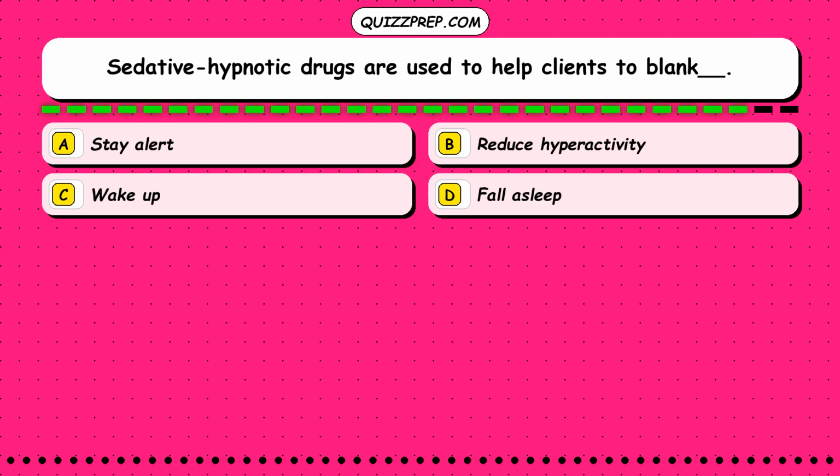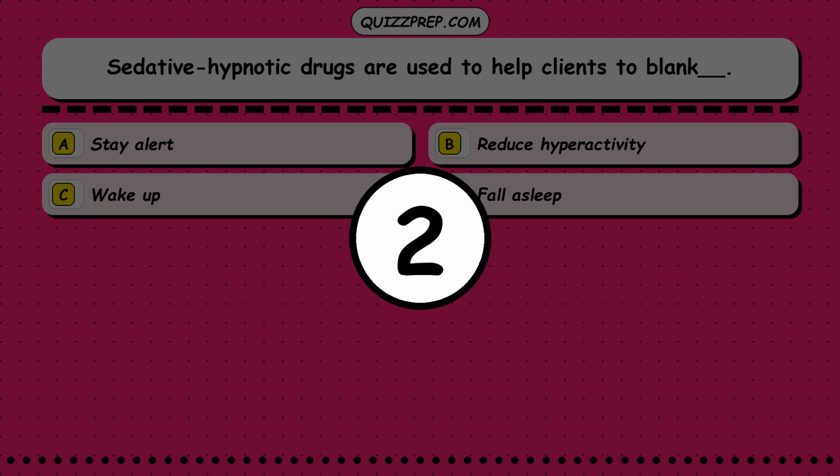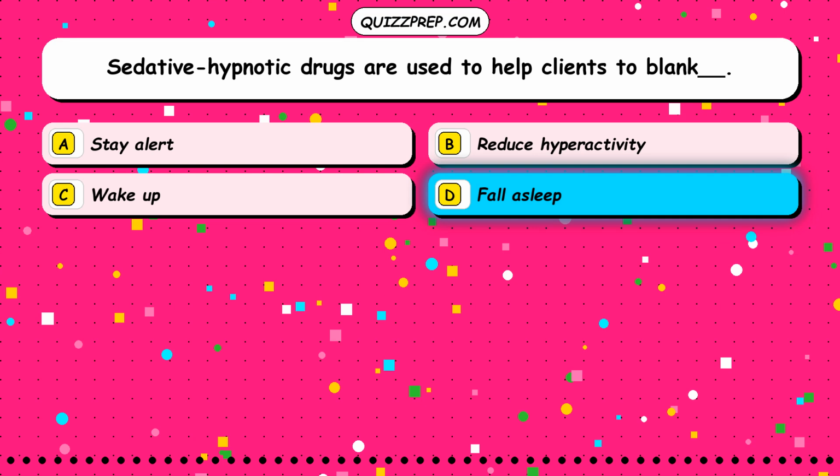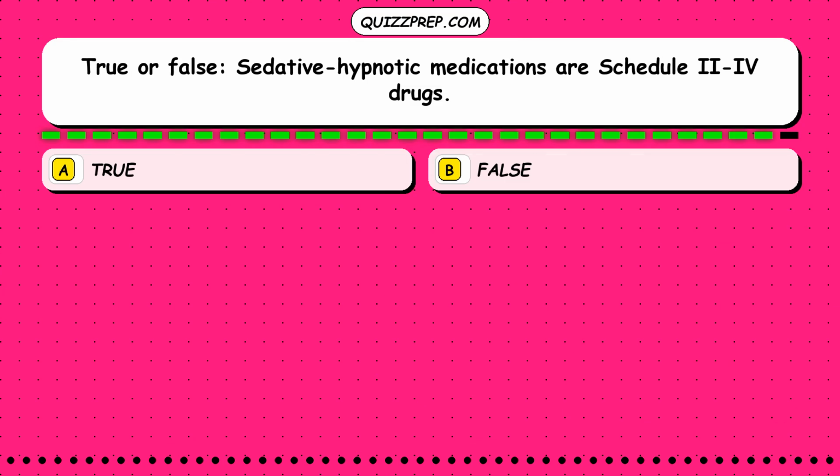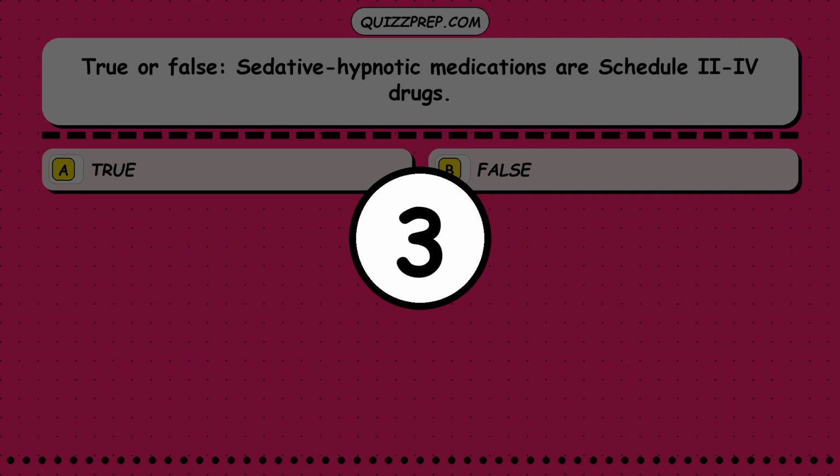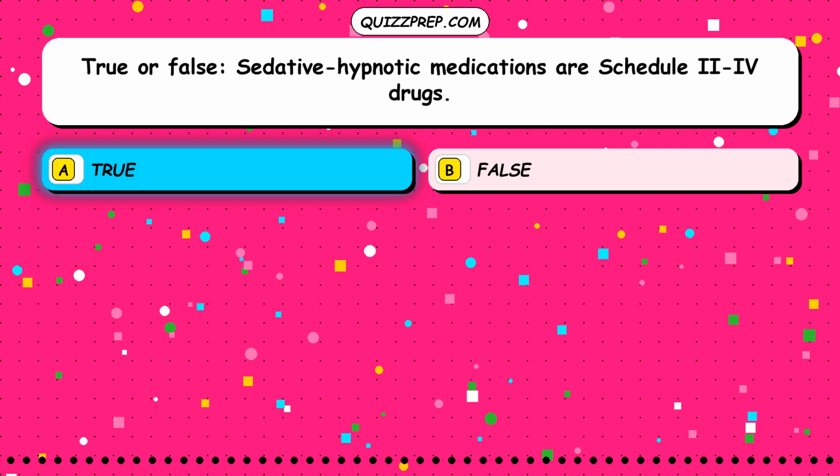Question 163. Sedative hypnotic drugs are used to help clients to blank. Option A, stay alert. Option B, reduce hyperactivity. Option C, wake up. Option D, fall asleep. The correct answer is option D, fall asleep. Question 164. True or false, sedative hypnotic medications are Schedule II drugs? Option A, true. Option B, false. The correct answer is option A, true.